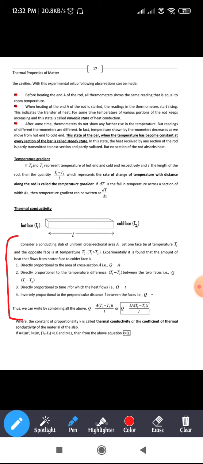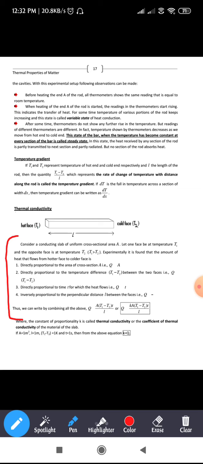So one end of the slab is at temperature T1, and the other end of the slab is taken at temperature T2. In the bracket they have given that T1 is greater than T2. That means one end of the slab is higher in temperature compared to the other end. So let us say the first end of the slab is at higher temperature and the second end is at lower temperature. So this is the experimental setup.